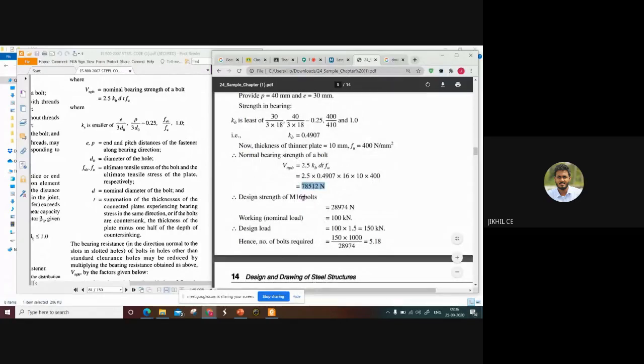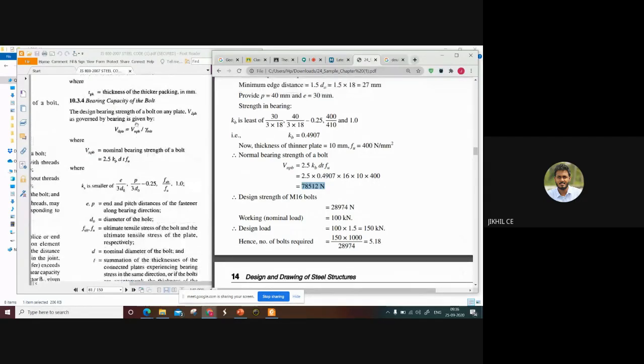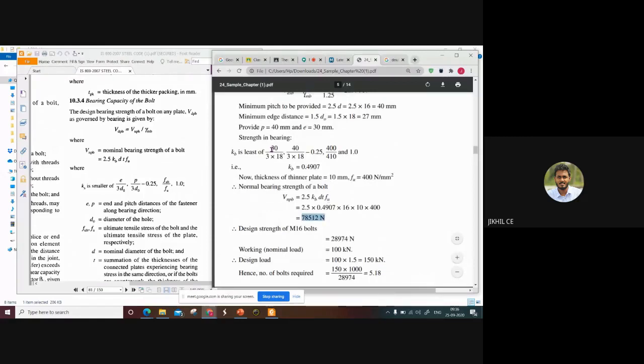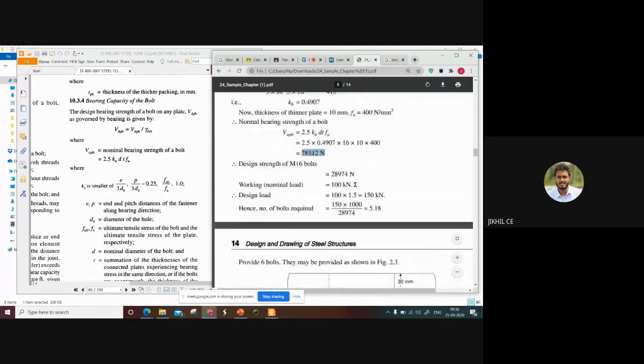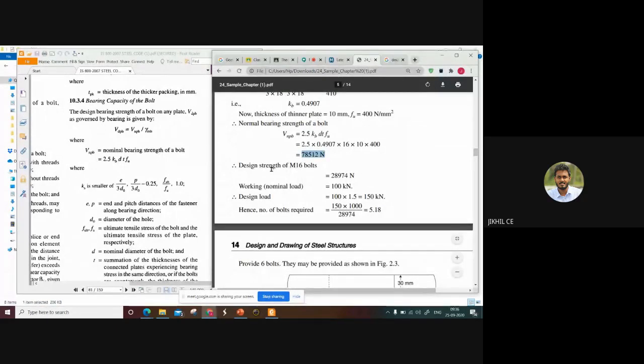One more thing to note is that this is only VNPB, right? So we have to go for the design strength. VNPB divided by 1.25 will come. The reduction will be there, but still when we compare both values, the shear strength will be the lesser value. So we are taking the design strength of M16 bolt as 28.974 kilonewton, and we are supposed to design for a working load of 100.